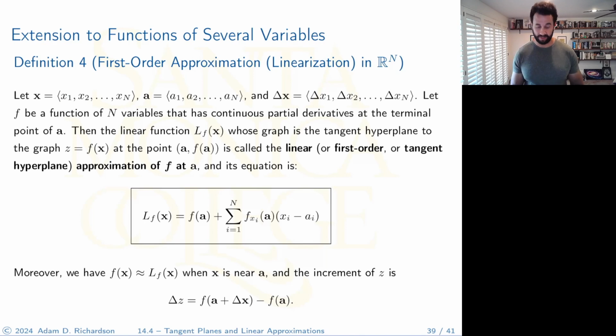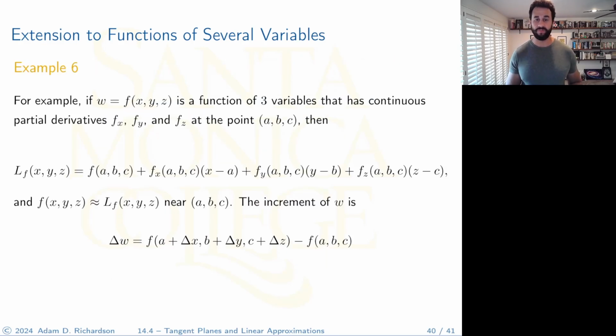Same theory as before. Our function is about equal to that linearization as long as we are near that point, and the increment is still the change in the output. That's pretty much it. So here's what it looks like for 3 dimensions. Let's say you've got a function f of x, y, z, a function of 3 variables, with continuous partial derivatives fx, fy, fz at the point a, b, c. Then the linearization is this.